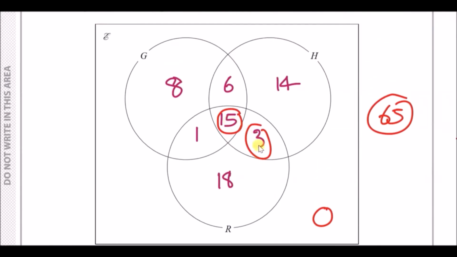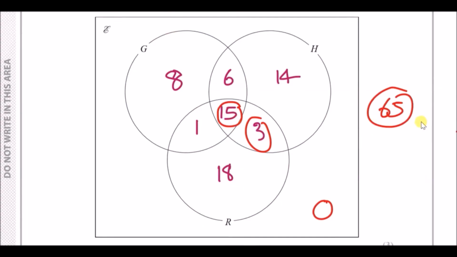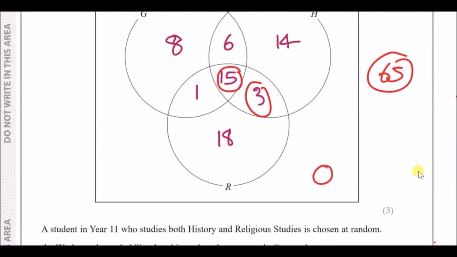So the people who do not study geography is, of course, these 3, because 15 of them also study geography. So the probability is therefore going to be the 3 people out of the total here, which is 18. And that's it. This is your answer.